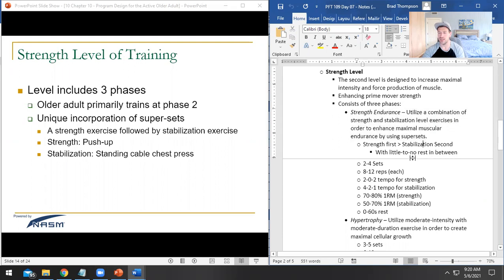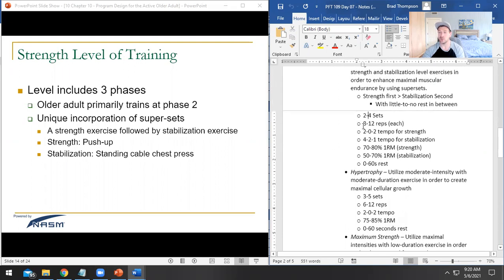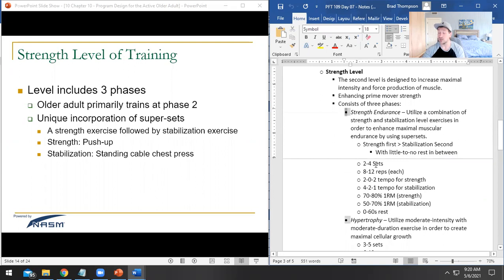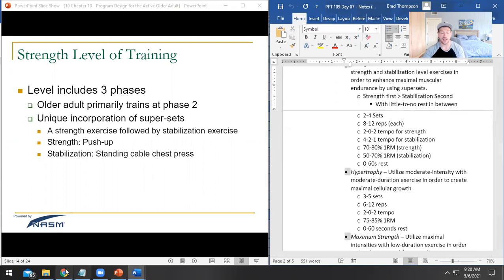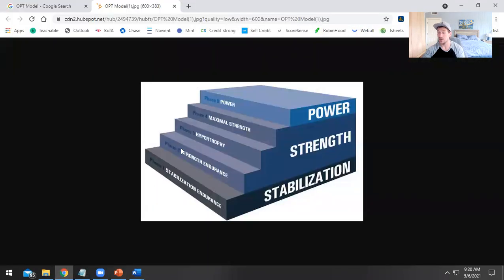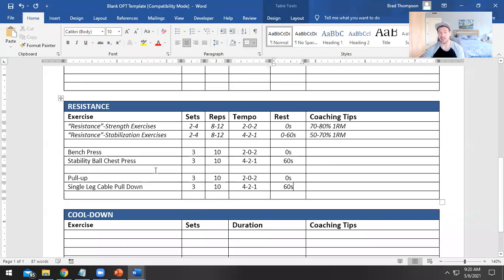Using that superset technique, 2 to 4 sets, 8 to 12 reps, 2-0-2, 4-2-1, 70 to 80, 0 to 60 seconds rest. So that's going to be really good if our client is here, right? If they're in strength endurance, that's how we're going to write those programs. Our programs are basically going to look just like this.